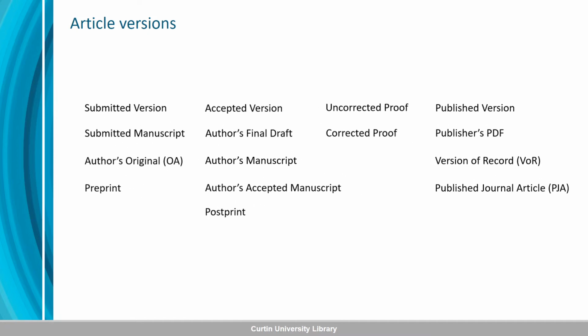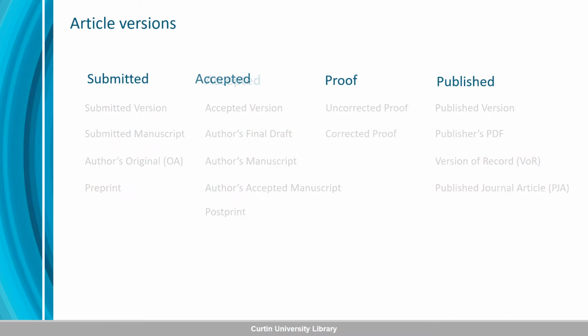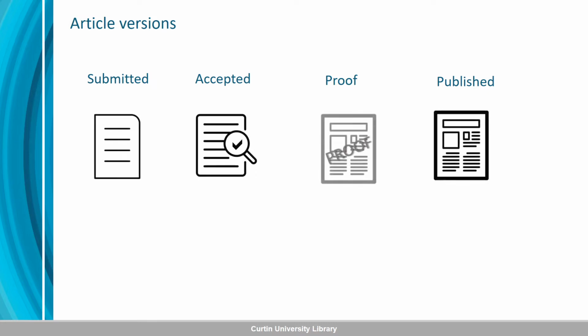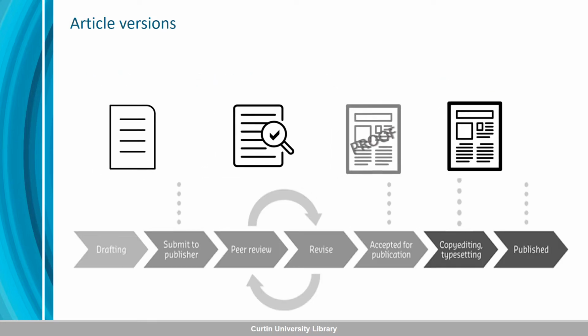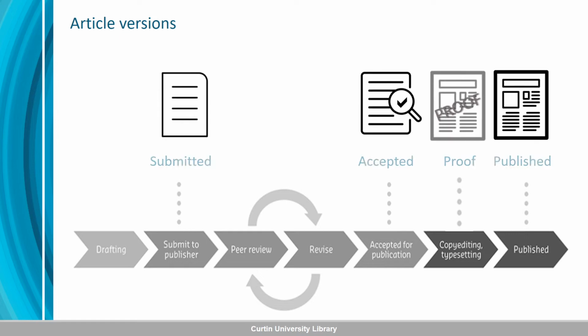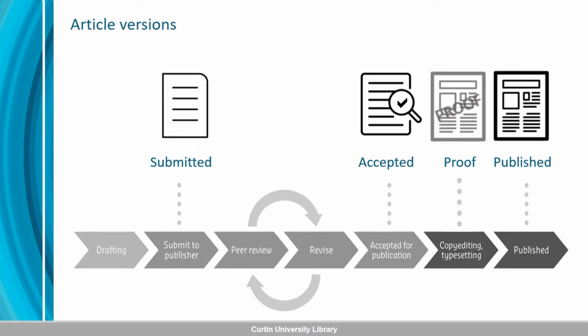There are 4 main article versions: submitted, accepted, proof, and published. Publishers often prefer to use their own terminology rather than use a standard or universal term. These 4 article version terms represent consecutive stages in the journal publication process, and we will look at each of these in turn.